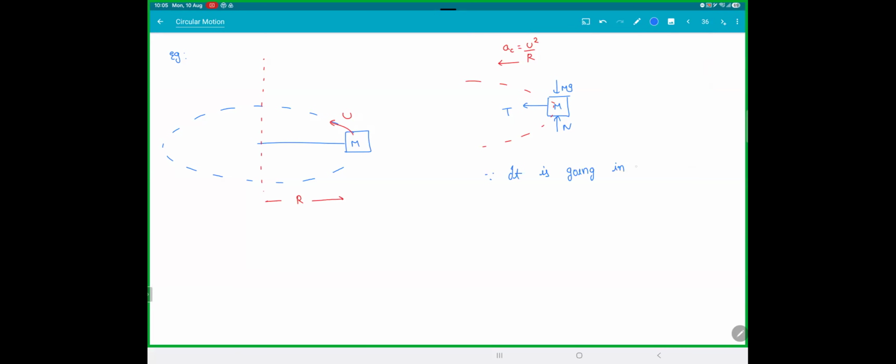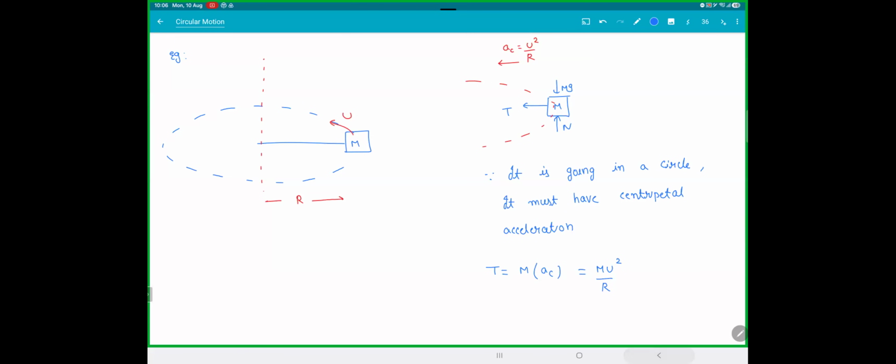Step 3, resolve forces, write F is equal to ma. Step 4, solve. So the only new thing that you learned is that extra acceleration. It must have centripetal acceleration. And then we apply F is equal to ma. Then we will say tension is equal to mass into centripetal acceleration, which is mu square by r. And that's your answer. Is that clear, everyone? Simple.